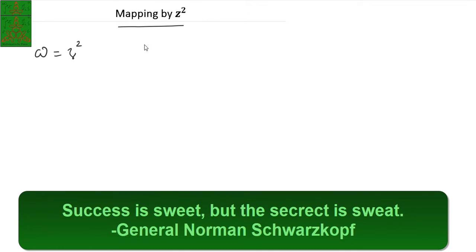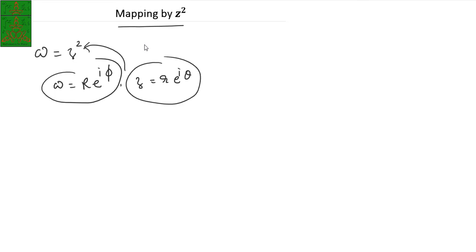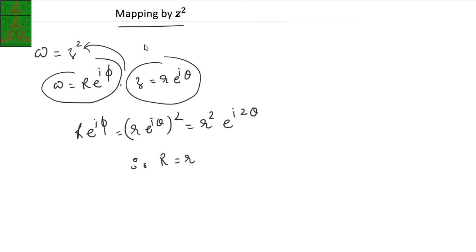In this video, we are talking about the mapping by z square. This w equal to z square is the simplest polynomial mapping. In polar coordinates, if you consider w is equal to R e power i phi, and z is equal to r e raised to i theta, and substitute both values into this equation, we'll have R e power i phi equal to r e power i theta whole square, which gives you R equal to r square and phi equal to 2 theta. Hence the angle will be doubled.